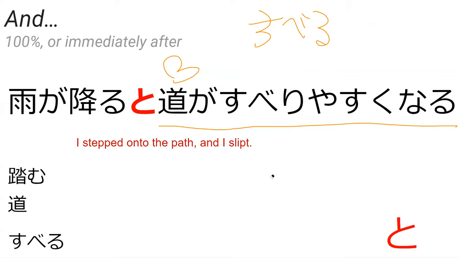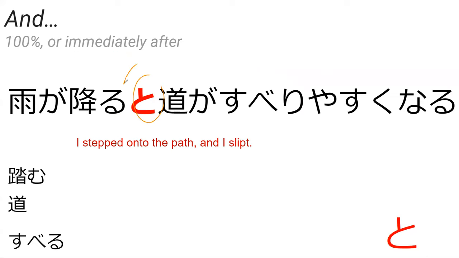And then we have yasui here, though. Yasui. So it's easy to slip. Yeah, so the path becomes easy to slip. Would be a literal way to translate that. So it just means it's easy to slip on this path in this context. Easy to slip on the path. So when the rain falls, the path gets easy to slip on. That's the logical idea coming here. You can also use this to if you're talking about math, like 5 plus 5 equals 10. You can use to there because when you get 5 and you add 5 to it, you're always going to make 10. So that's how to is used.